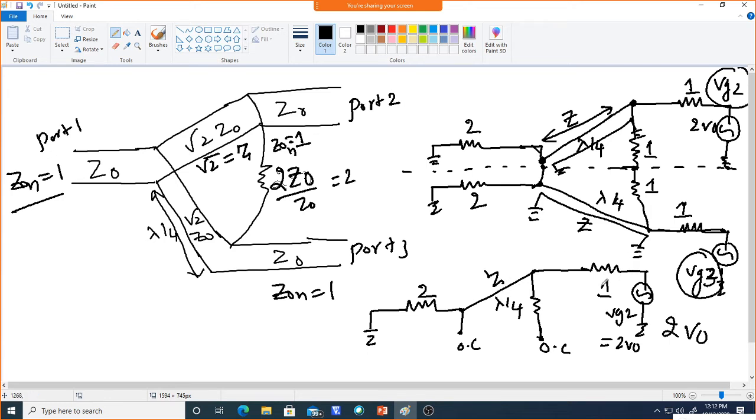Okay, in order to find that value of Z, we'll just apply the lambda by 4 transformer equation. You know the characteristic impedance, how to find the lambda by 4 transformer. It is nothing but the input impedance equal to Z0 square by ZL. Where the input impedance is the impedance looking into the lambda by 4 transformer, ZL is the impedance of the load, and Z0 is the characteristic impedance of the lambda by 4 transformer. So using this equation, similarly we'll apply it here.